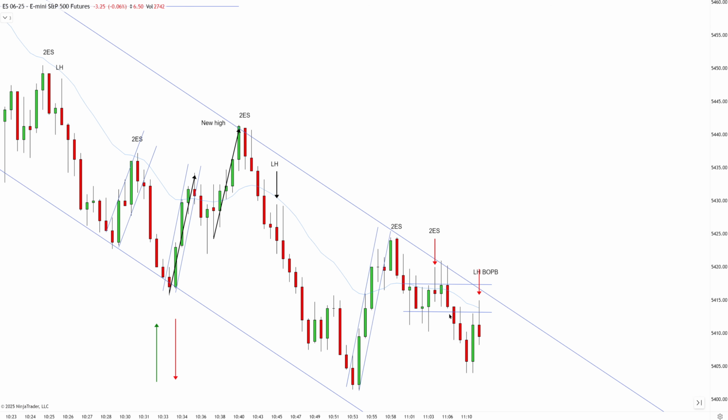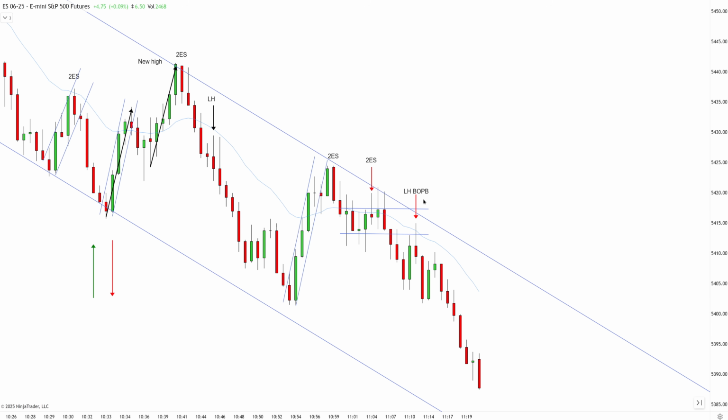Great signal bar. You're at the EMA. It is a breakout pullback. The downtrend is still in play. The market keeps working lower.